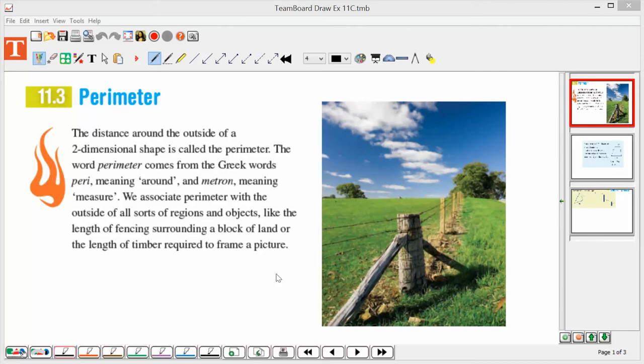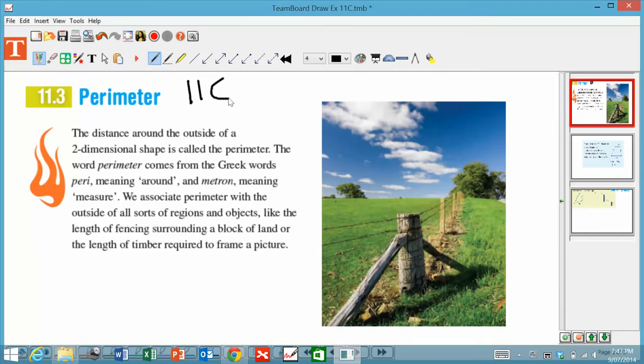Yes, I've got a bit of a pause happening there, but we'll get on with it. Okay, this one we are looking at exercise 11C. I'm trying to get through this quicker for you guys. Trying to, but let's see how we go. I do talk a lot.